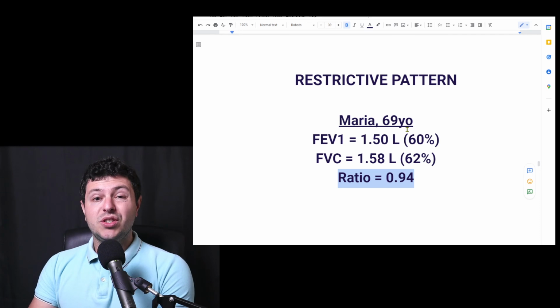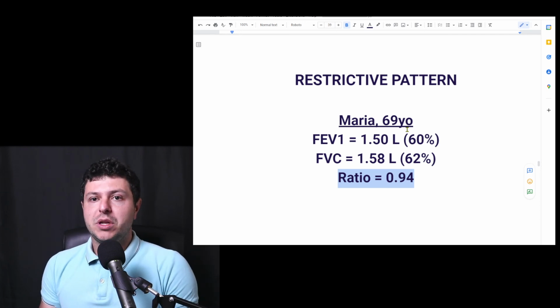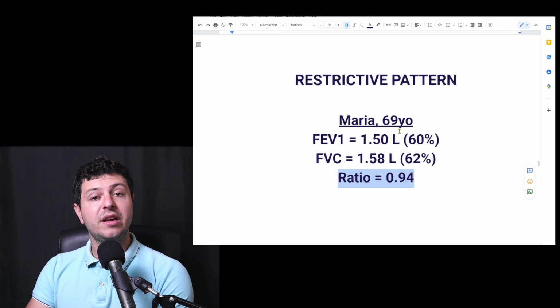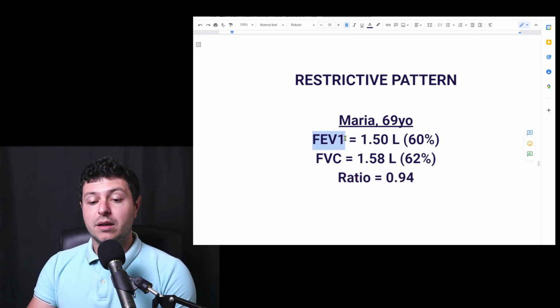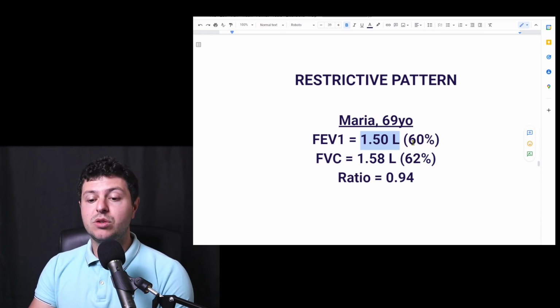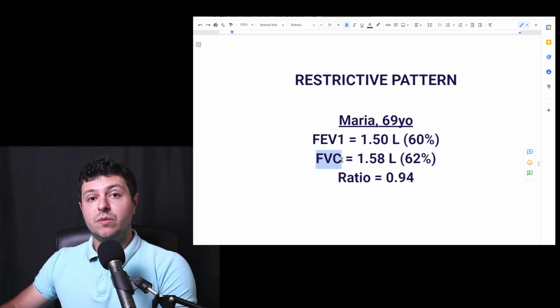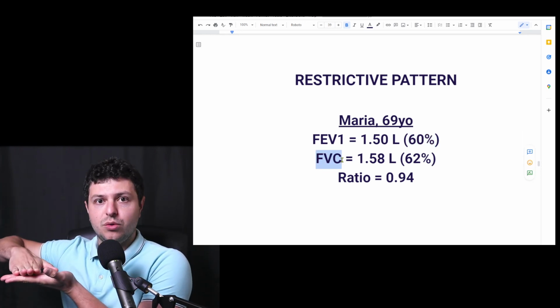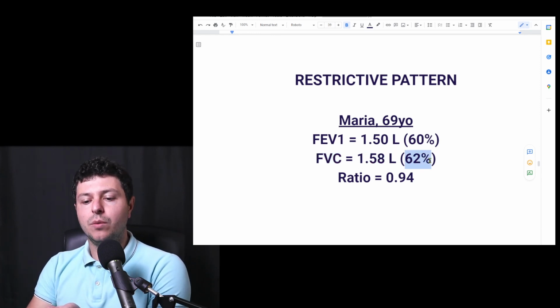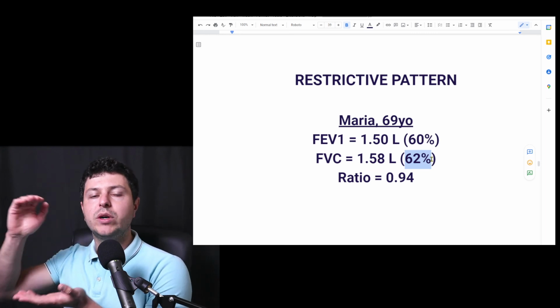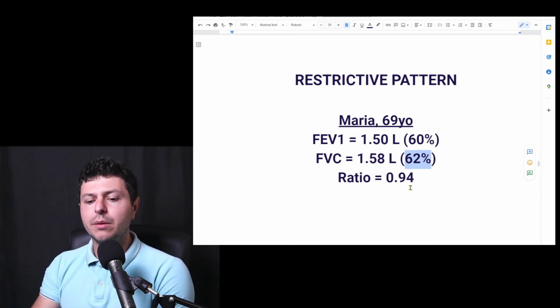So, Maria, she's 69 years old. And you might think, okay, fine. Maria doesn't have any specific medical history, but I'll tell you in a second what her condition is. So, she can blow out in the first second 1.5 liters, which represents 60% of what we would expect in her case. Her FVC, her volume of air that she can move through the spirometry in a forced maneuver, is 1.58 liters, which is again low. It's less than 80%. It's less than what we would expect in her case. But the ratio is normal.